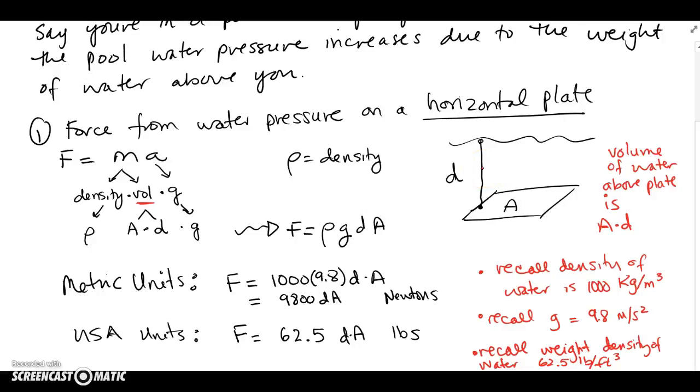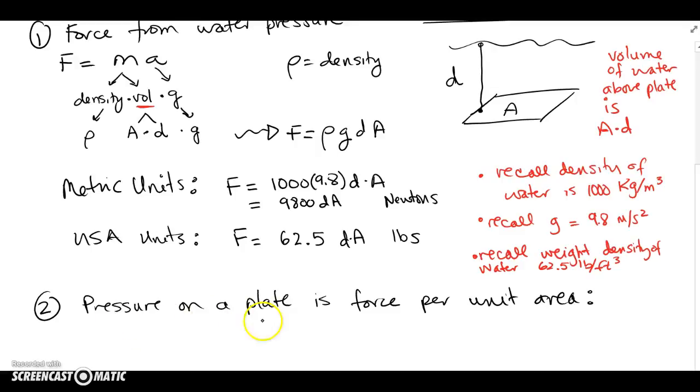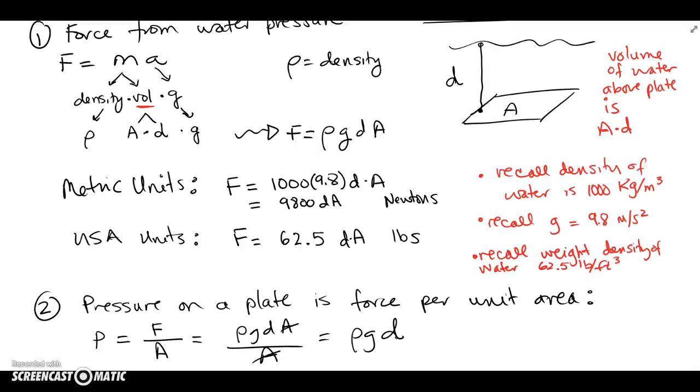Now let's also quickly talk about pressure on the plate. So pressure on a plate is defined as force per unit area. So pressure is force per unit of area you're dealing with. And we know that force from here is rho g dA per unit of area. And it looks like we end up with rho g d. So basically the pressure depends on how deep down you are below the surface. So pressure at any point in a liquid is the same in all directions, and all we have to worry about is how deep below the water or the liquid we are.